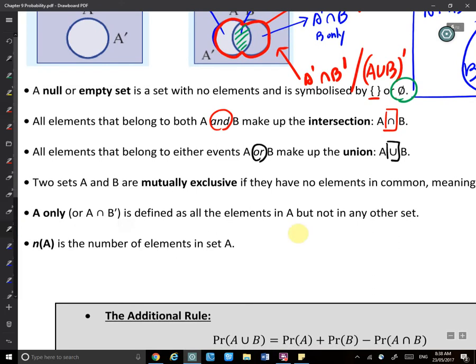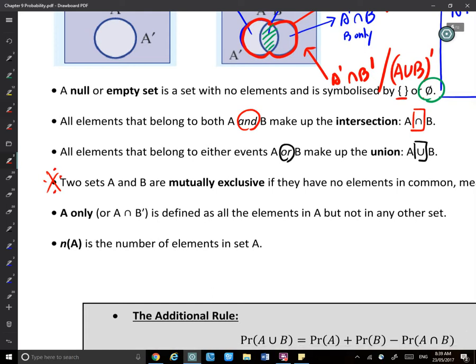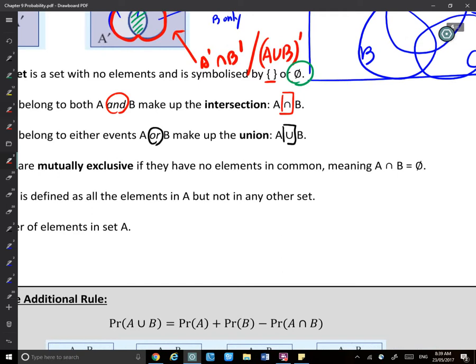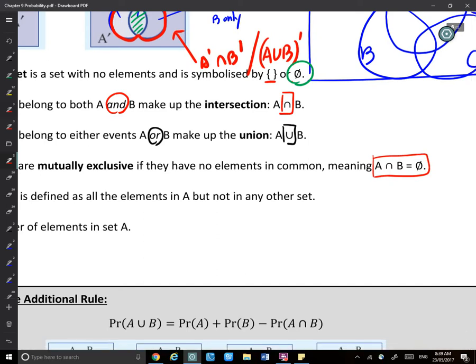The next one is a very important definition. 2 sets are mutually exclusive. So what is mutually exclusive? It has no elements in common. Then we use a symbol to represent it: A intersects B is the empty set. Nothing in the intersection set. So no intersections. Then A and B are mutually exclusive.